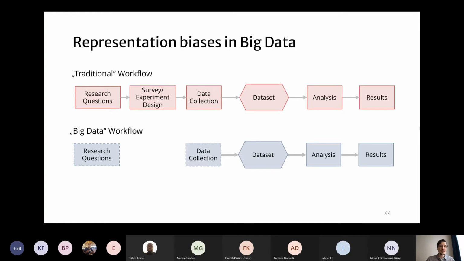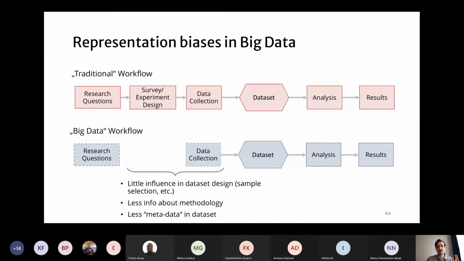And the problem is that in big data, this workflow is a bit different because you might start with some research questions, and you might do some data collection, for example, if you collect Twitter data from the internet. But often you just start with a data set that falls into your lab fully formed, so to say. So you cannot really control what is inside.